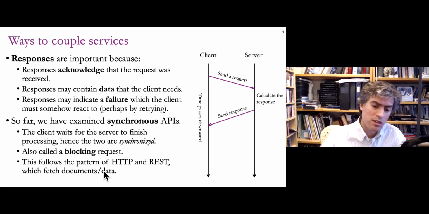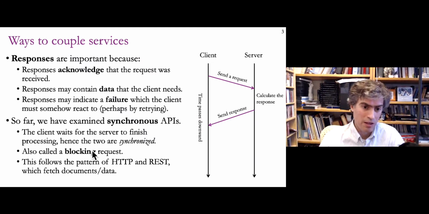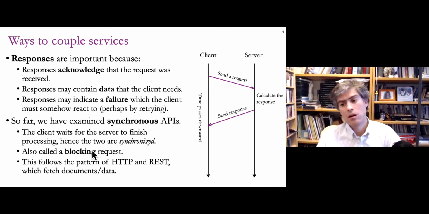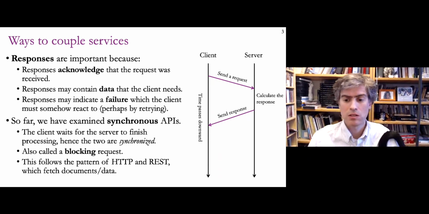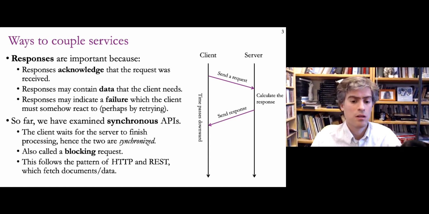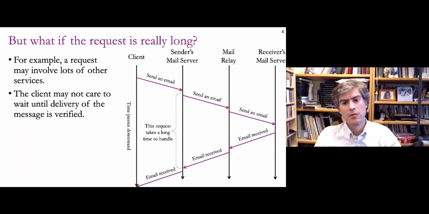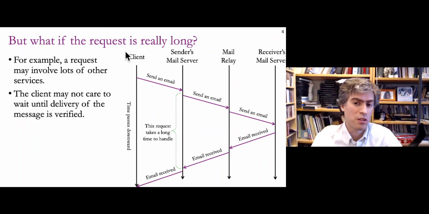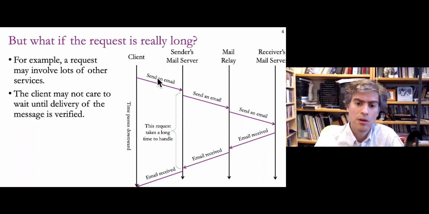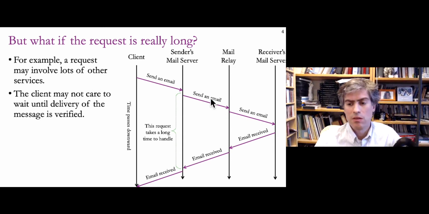Now there's an alternative, which is asynchronous or non-blocking, and we're going to be talking about that today, motivating why you would want to use that kind of request and understanding the trade-off between synchronous requests and asynchronous requests. Okay. Now, to motivate it, we're going to think about a request that's really long. So for example, this could be a request involving a lot of other services. So in this case, I'm trying to deliver an email.